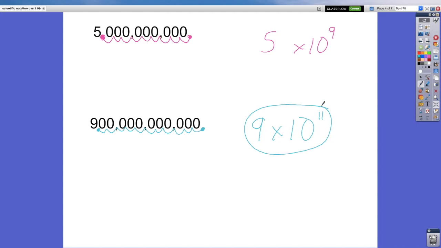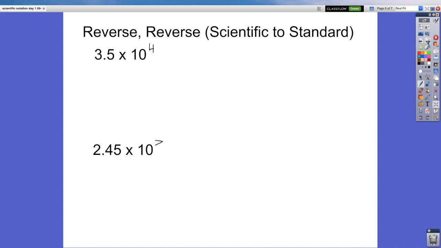So that was standard to scientific. Now let's go the other way. Reverse, reverse. Okay? Scientific to standard form now. Okay, so I have my first one. 3.5 times 10 to the 4th. And here's how we're going to do it. I'm going to rewrite the number that it gives me to start with. So 3.5.